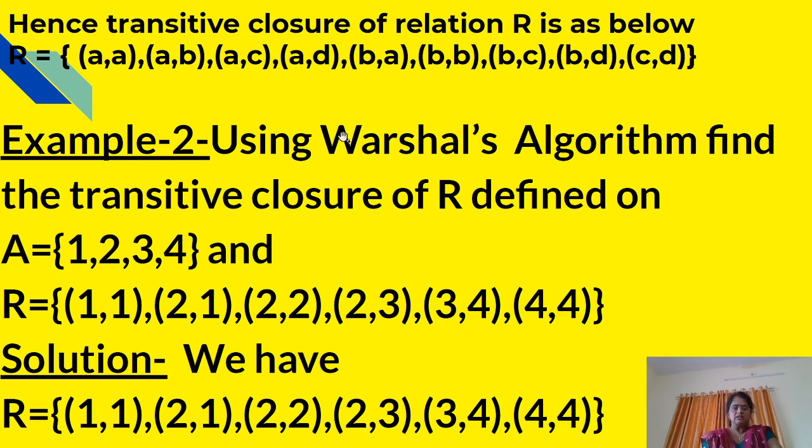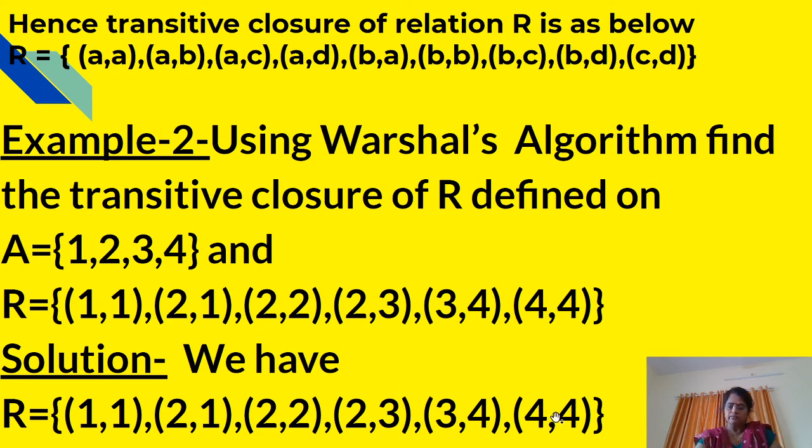Now we will see example 2 on Warshall's algorithm. Using Warshall's algorithm, find the transitive closure of R defined on A, where A is equal to {1, 2, 3, 4}, and R is equal to {(1,1), (2,1), (2,2), (2,3), (3,4) and (4,4)}. Now we will see the solution. We have the given relation R is equal to {(1,1), (2,1), (2,2), (2,3), (3,4) and (4,4)}.